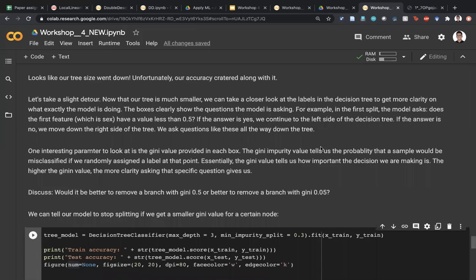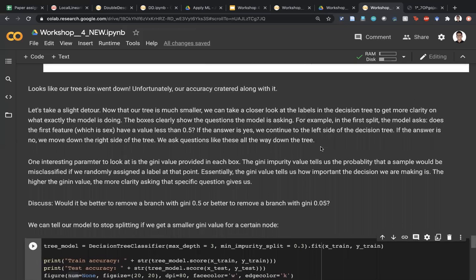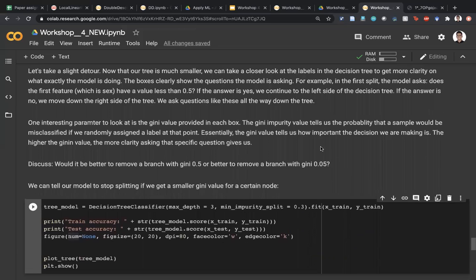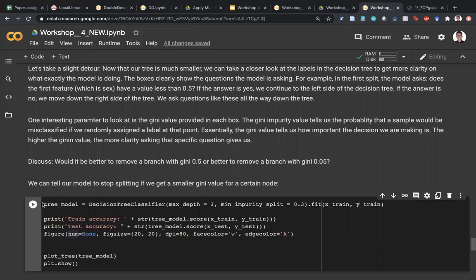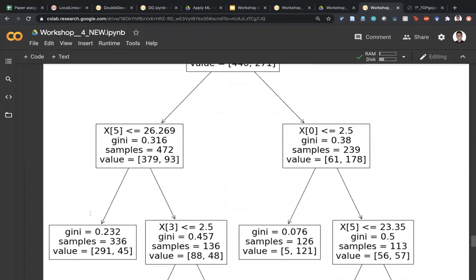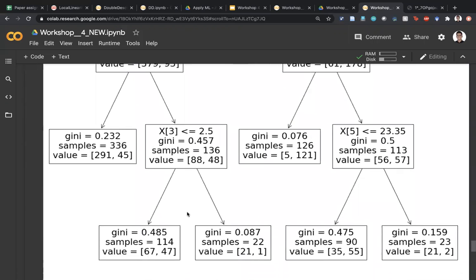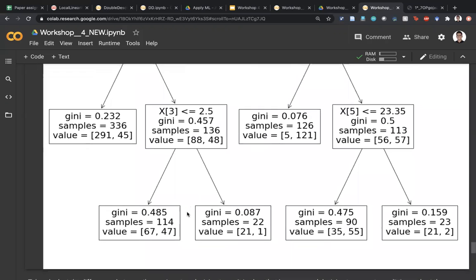So we can tell our model to stop asking questions if we reach a very small Gini value for a certain node. And that's actually exactly what we're going to do here. So Varun, if you could run that for us. Okay, so it looks like we reached that smaller Gini value pretty quickly, and we can see that right there. We stop asking questions.